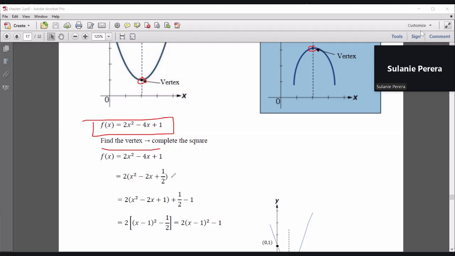Can you all do it? Take your books, take your papers and try to complete the square, because you have done this before. Try to complete the square, get the vertex and tell me the vertex. Okay, I'll give you 5 minutes. Please try it out.